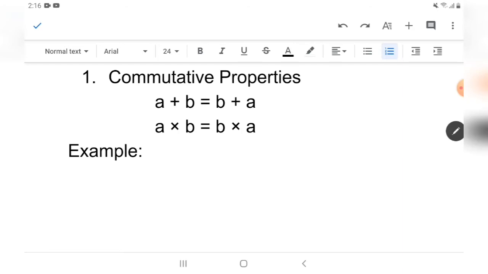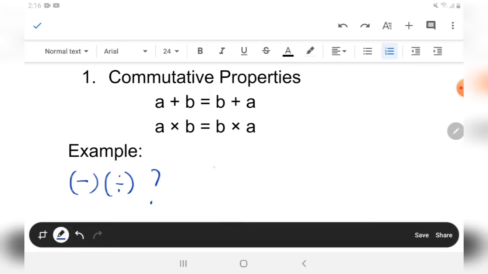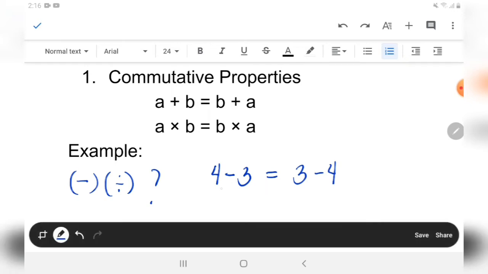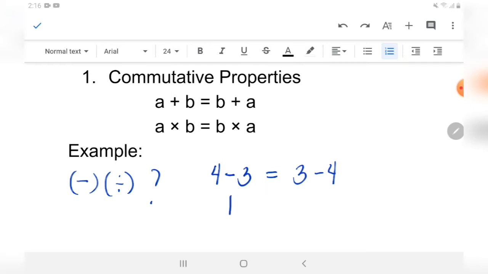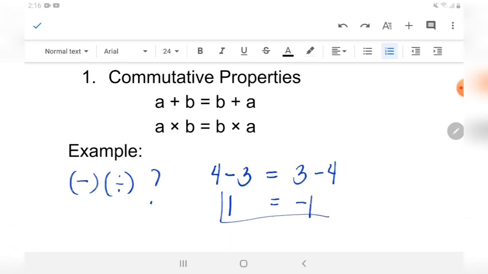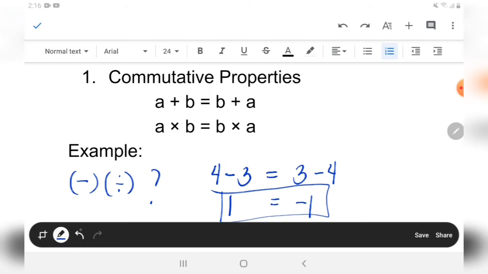How about if we use subtraction? Is it possible that we can use subtraction and division in commutative? Yes or no? Okay, let's try. So here, 4 minus 3 equals 3 minus 4. Are they the same? 4 minus 3 is 1, and 3 minus 4 is negative 1. They're not the same, or the answer is not the same.